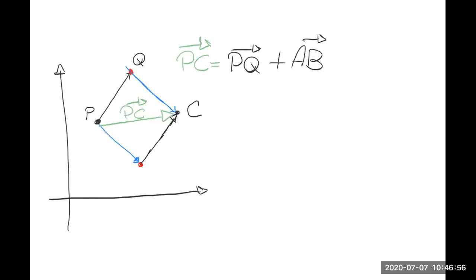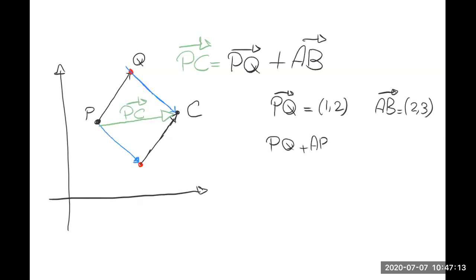Okay, so now if they tell us PQ is (1, 2) and AB is (2, 3), what is PQ plus AB? There are two ways to compute this. The first way is the so-called algebraic way, which is just by adding them. I have 1 here, I have 2 here, 1 plus 2 is 3. The second components are 2 and 3, 2 plus 3 is 5. That's it. That's the algebraic way.